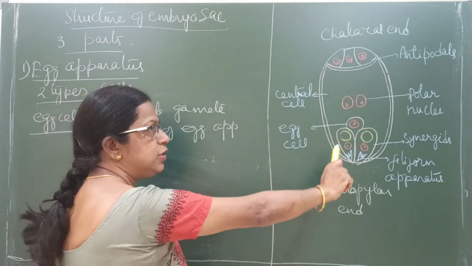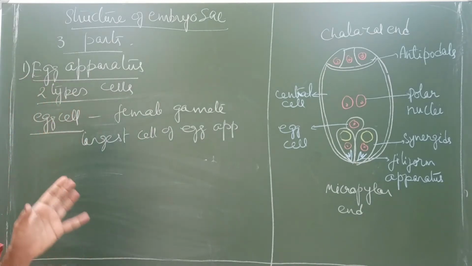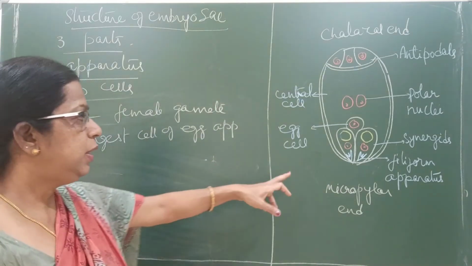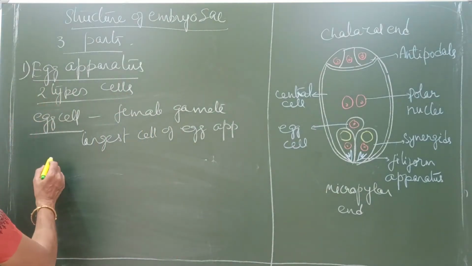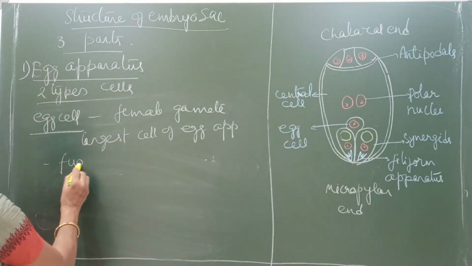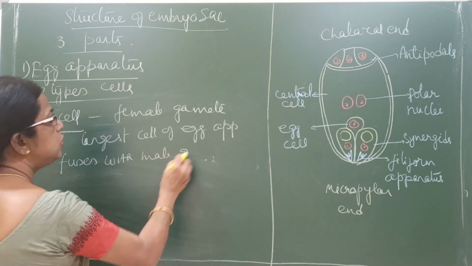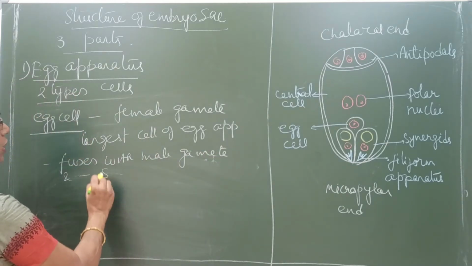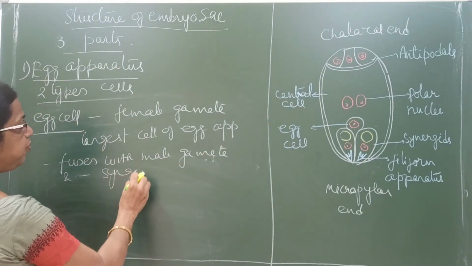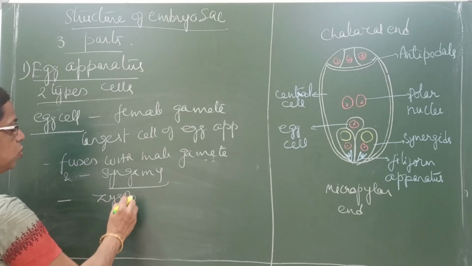That means it also has a vacuole, and that vacuole will be towards the micropylar end. These are the structural differences between the synergids and the egg cell. Now what is the function of the egg cell? Since it is a female gamete, it fuses with the male gamete, and this process is called syngamy, which results in formation of the zygote.